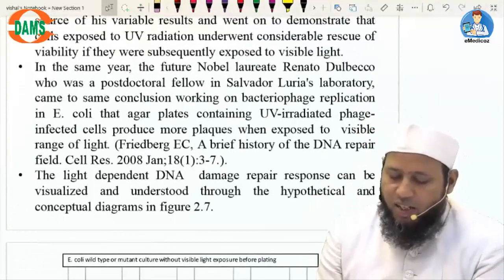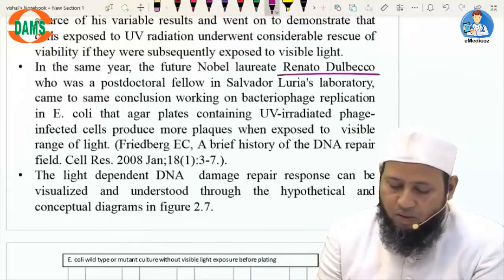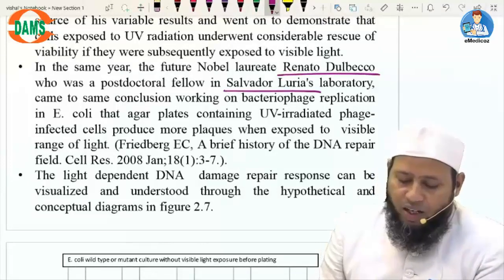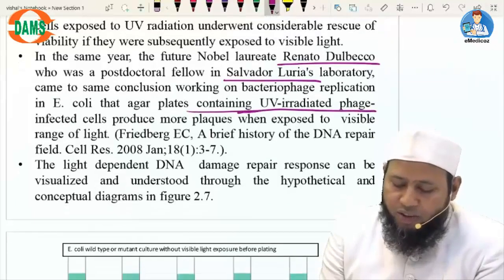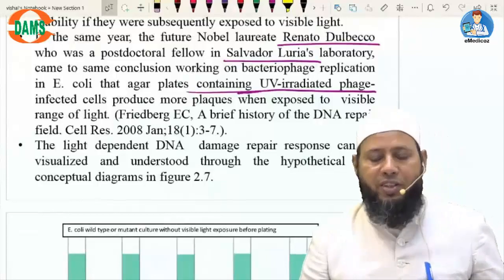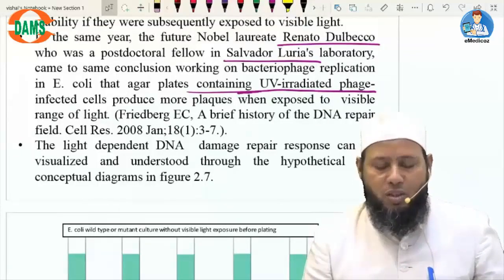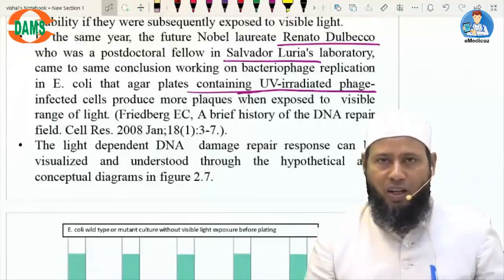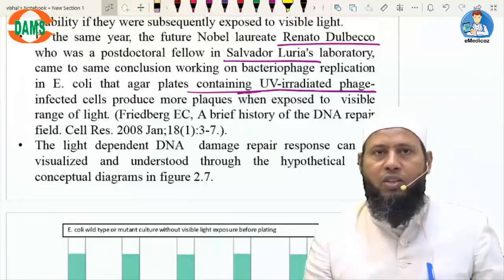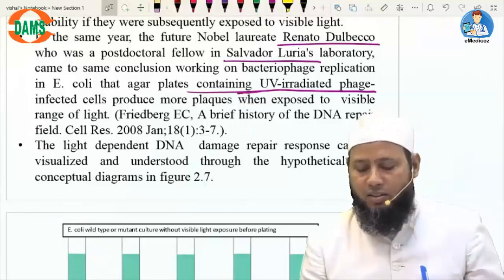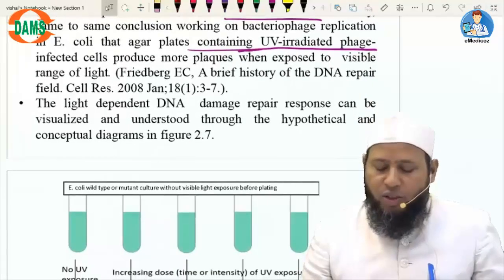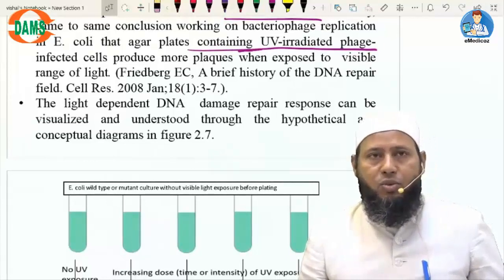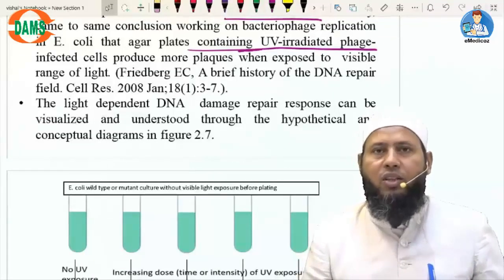Similarly, there was another scientist, Renato Dulbecco, in the lab of Salvador Luria, who came to the same observation when working with bacteriophage lambda in bacteria. He found that when UV-irradiated phage-infected cells are exposed to the visible range of light, they produce more plaques. We will come back to this in the next class. Anyway, these two scientists discovered that light plays a role.